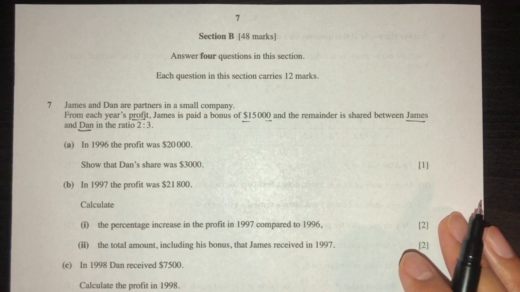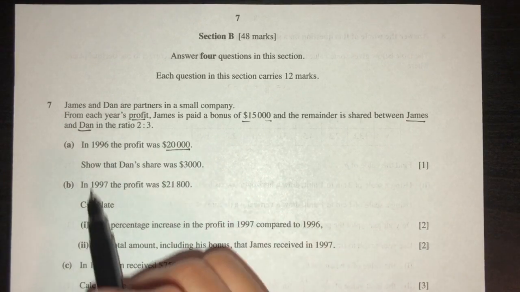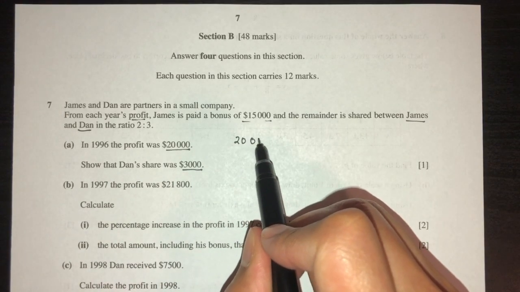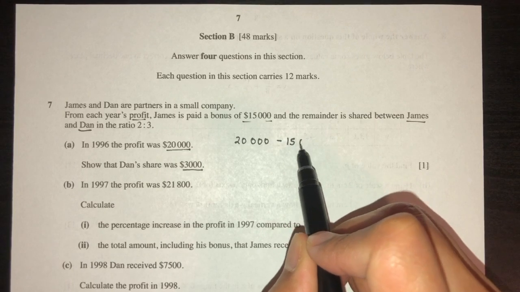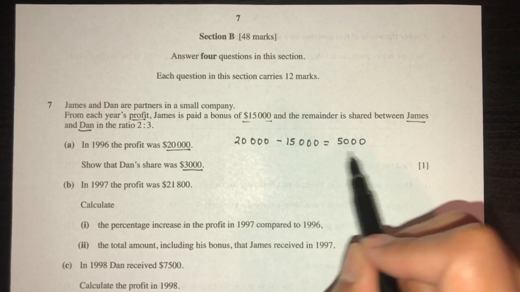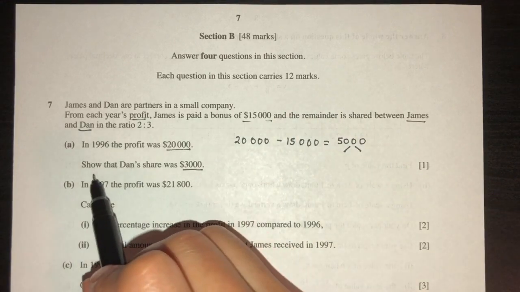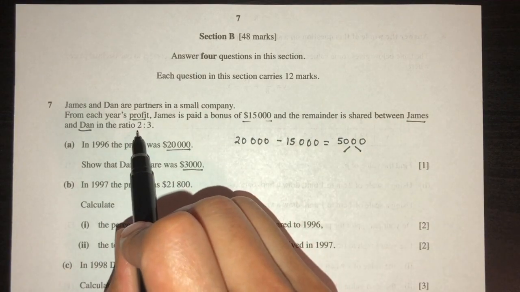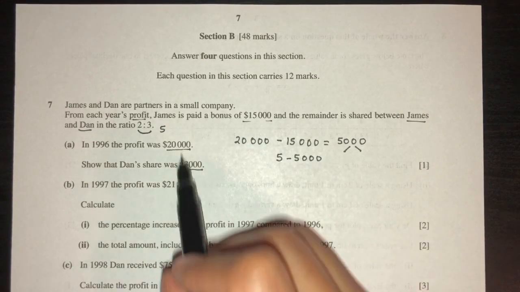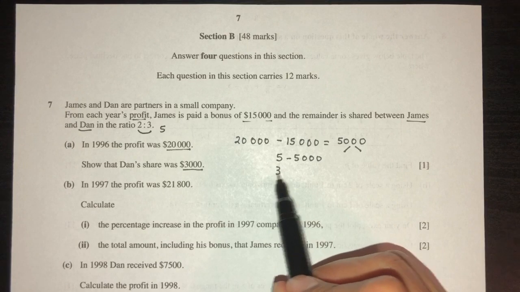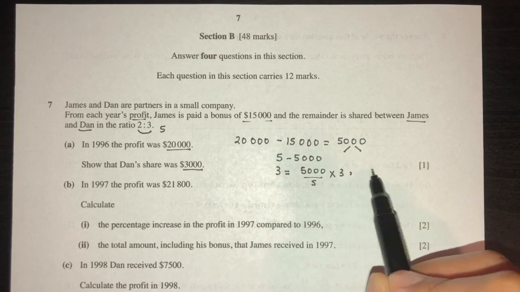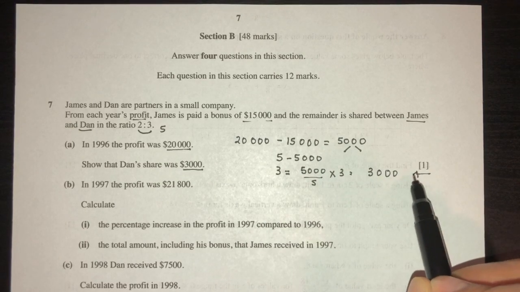Now part A. In 1996, the profit was $20,000. Show that Dan's share was this much. So pretty easy. Because we know from 20,000, we first have to give James 15,000 because that is his share. You'll have 5,000. Now from the remainder 5,000, we have to distribute between James and Dan in the ratio of 2 to 3. So everything together will be 5. So it means 5 is 5,000, which means 3 is the share of Dan. Dan will be 5,000 divided by 5 times 3. That will be 3,000. This is shown as required.